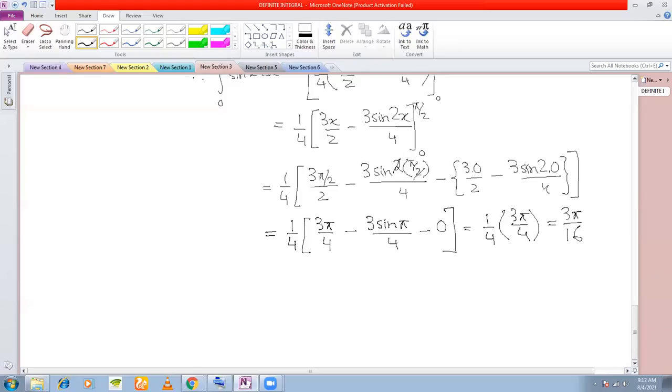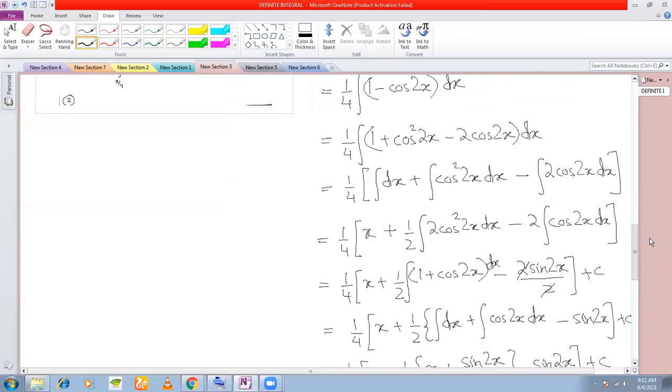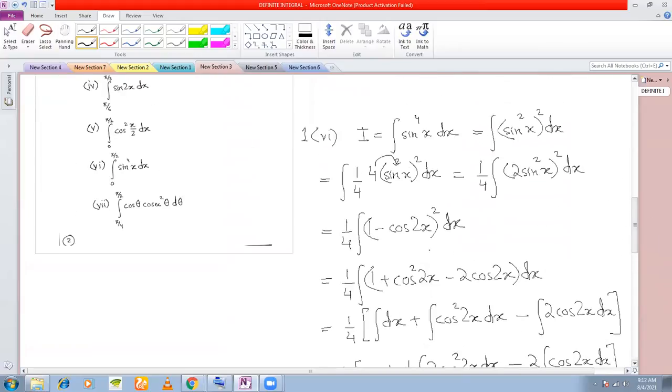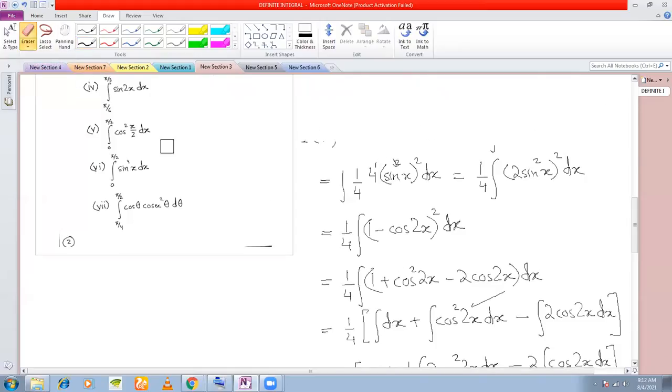So this was a long one and also an important integral, because sin to the power of 4x was there. We are converting to sin square, and then we are expanding and again evaluating this integral as a multiple angle. Okay. And the last one.